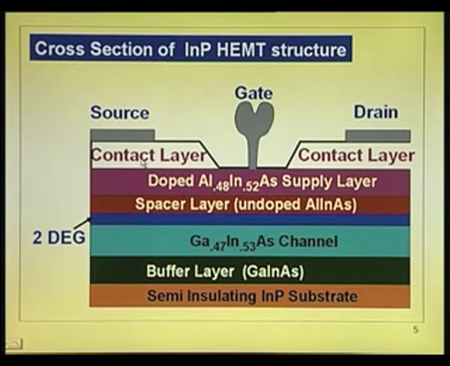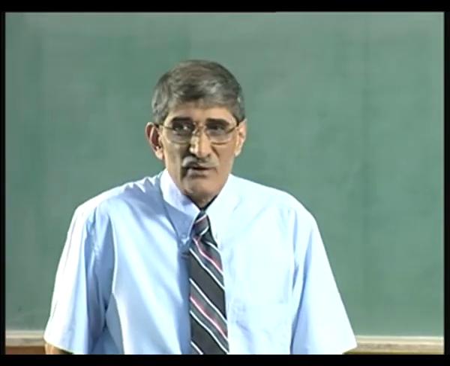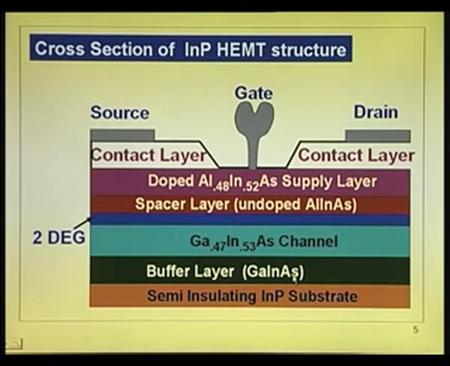When you alloy gold germanium into gallium arsenide, you have a defective layer, highly defective layer actually, alloyed contact. It makes a good contact. So that is the contact layer. So this is the structure.